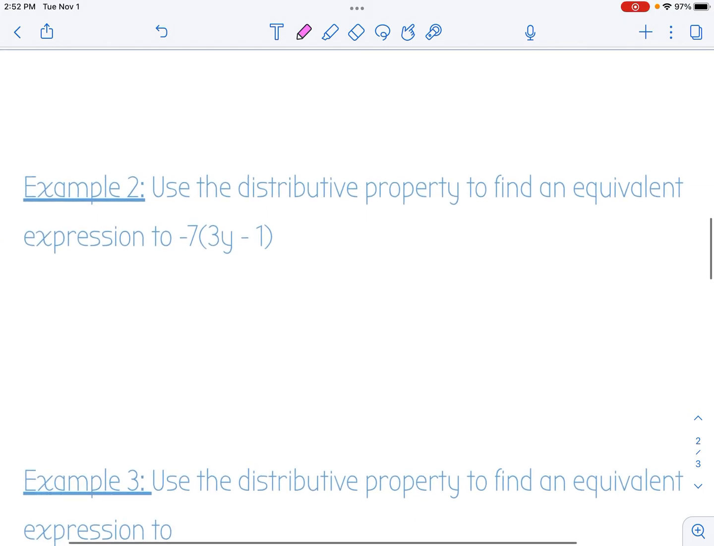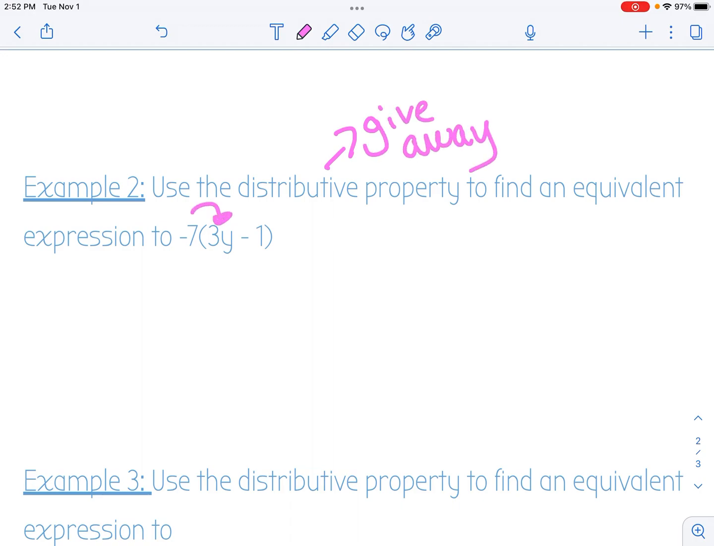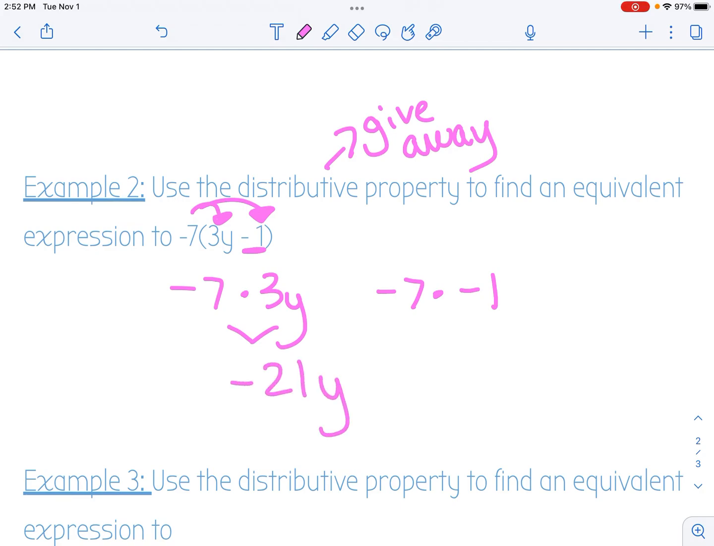The other way we can find an equivalent expression is using distributive property. This means to give away. So I'm going to give away the negative 7 to everything inside my parentheses. So negative 7 times 3y, and I have negative 7 times negative 1. This minus 1 makes that a negative. So negative 7 times positive 3 is negative 21. I need to include that y. And then negative 7 times negative 1 is a positive 7. Since it is a positive, I'm going to put a plus sign here. So my final expression would be negative 21y plus 7.